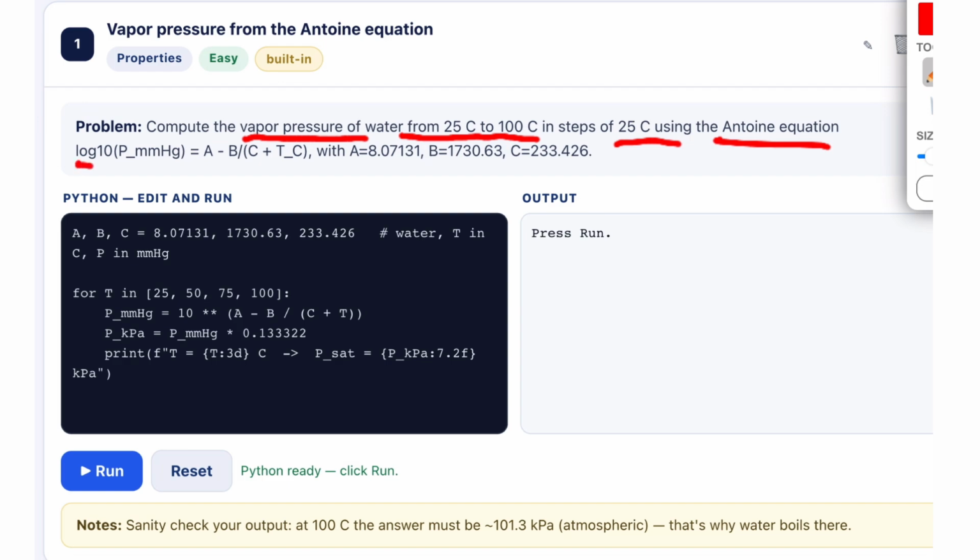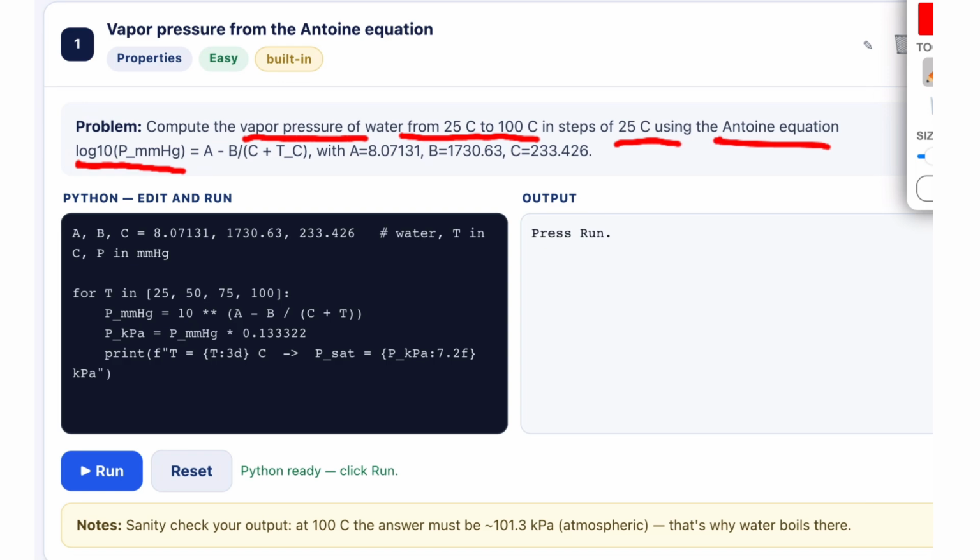log base 10 of P in mmHg is equal to A minus B divided by C plus T in degrees centigrade, with Antoine coefficients A equal to 8.07131, B equal to 1730.63, and C equal to 233.426.